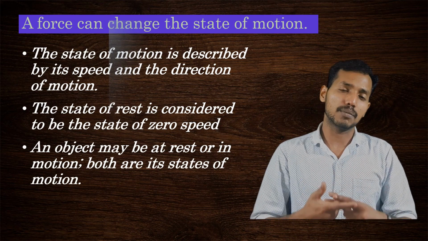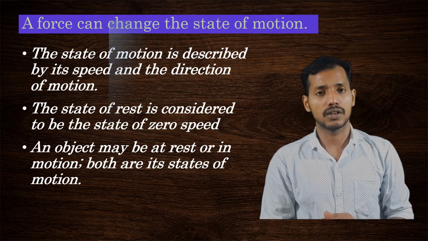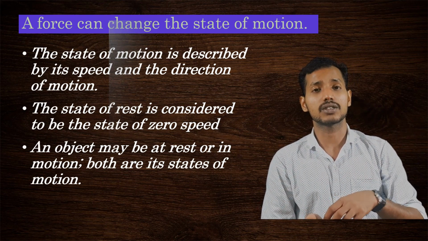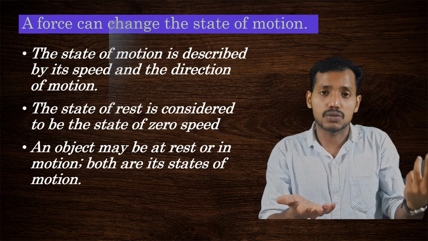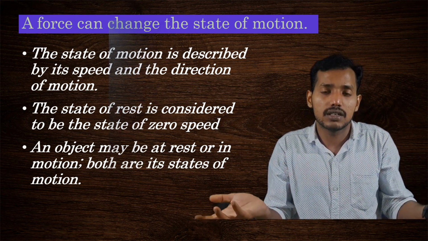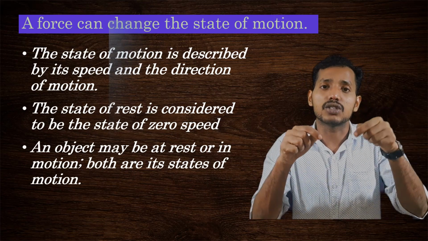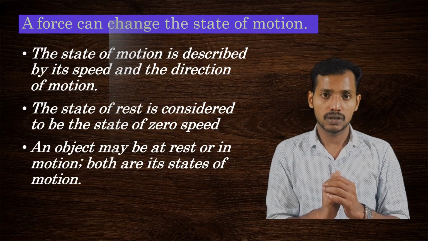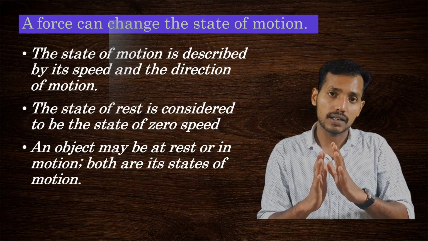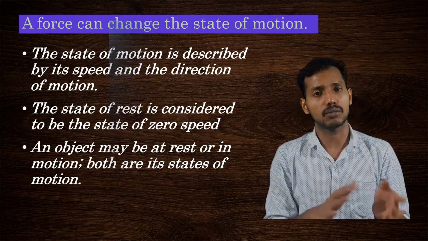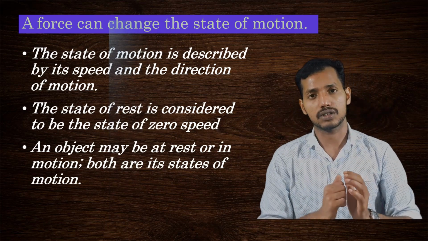Then one question can be asked: what is the state of motion of an object if the object is at rest? The state of rest is considered to be the state of zero speed. If an object is at rest, stationary, then its speed is 0 because it is not getting displaced. So its state of motion is that with zero speed. Clear? So finally we can say that an object may be at rest or in motion. Both are its state of motion. Whether it is moving or at rest, both are part of its state of motion.